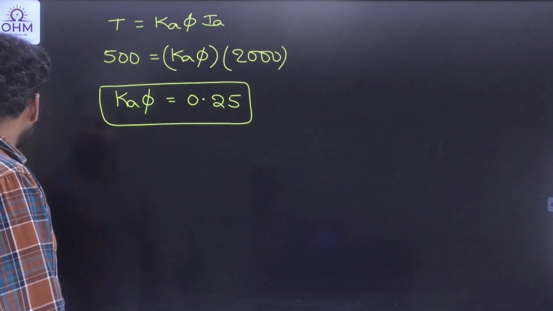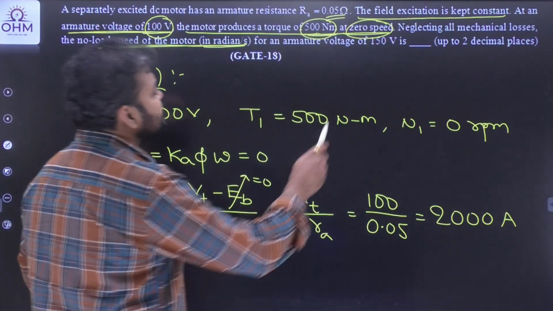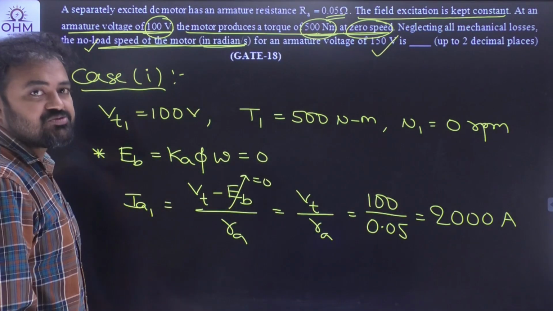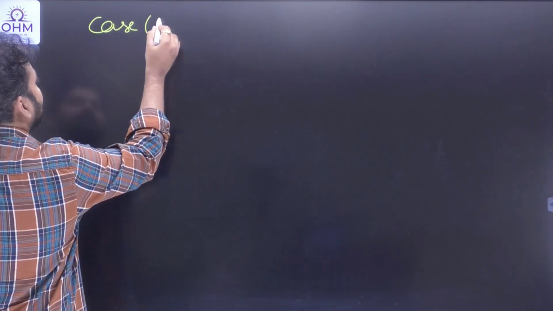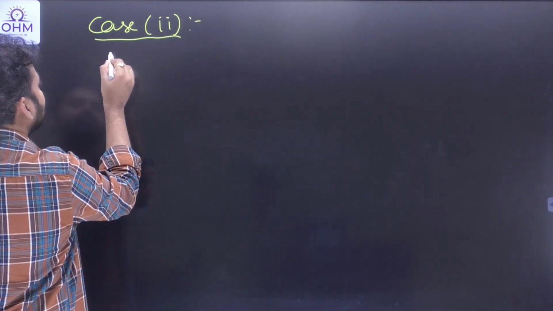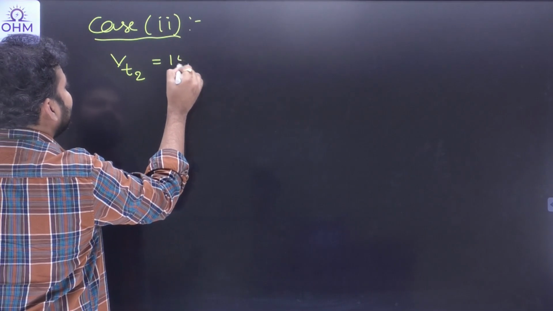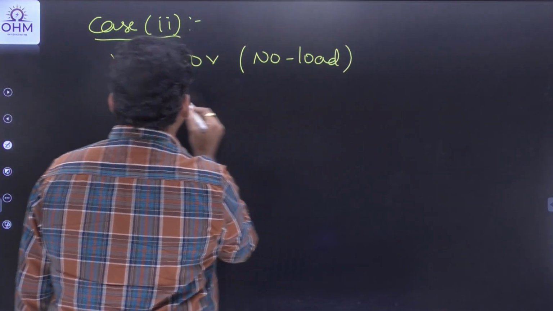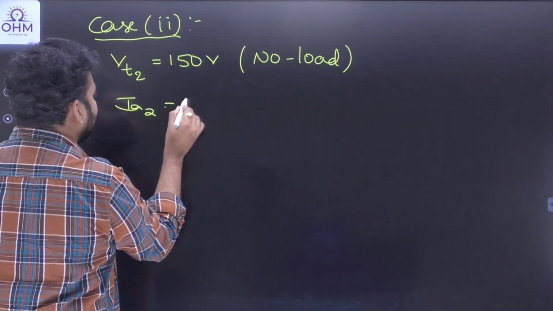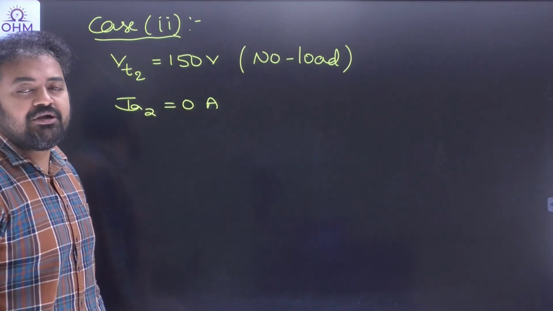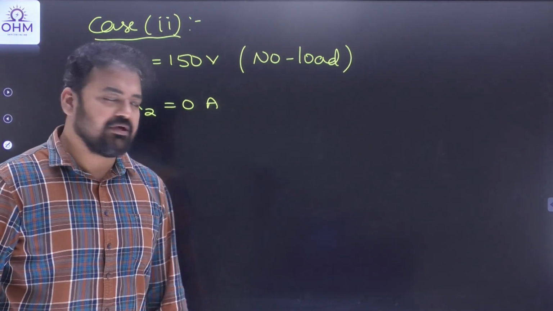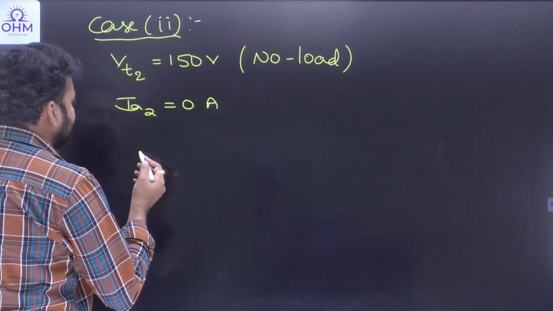Now what is the next case? In the next case, the motor is excited from 150 volt and also it is at no load. What is the speed? Let me go to case number 2. In case number 2, the supply voltage is equal to 150 volt. Most importantly, the machine is at no load. No load condition means the armature current drawn by the motor is equal to 0. We know that during no load, the current drawn by the motor is always equal to 0, ideal motor. If current is equal to 0, what is the speed?